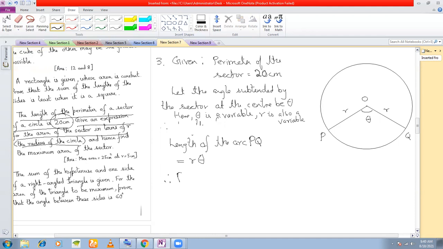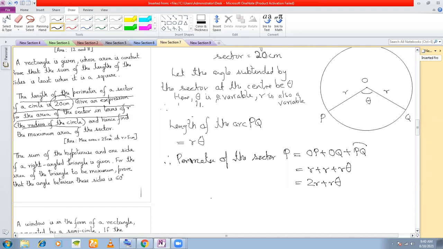So therefore, what should be the perimeter of the sector? Let's call this P. The perimeter of the sector is OP plus OQ plus arc PQ. So R plus R plus R theta, which is equal to 2R plus R theta. So that answers the first part of the question.